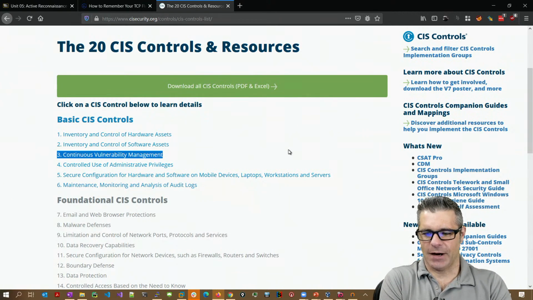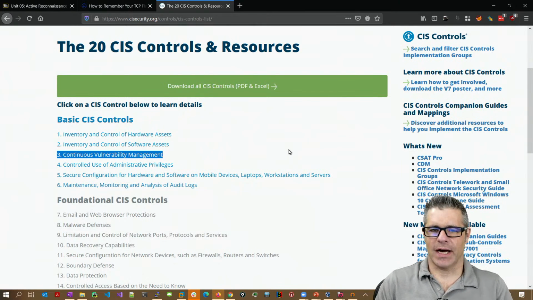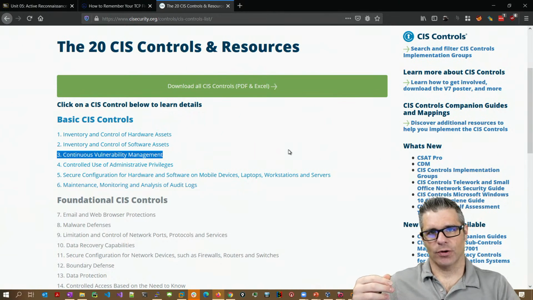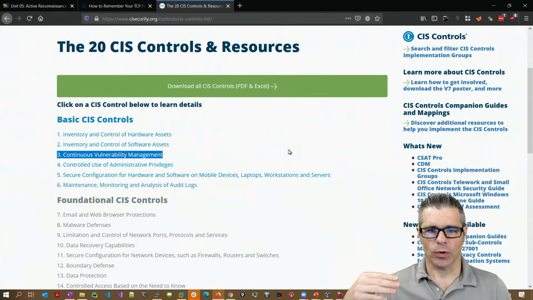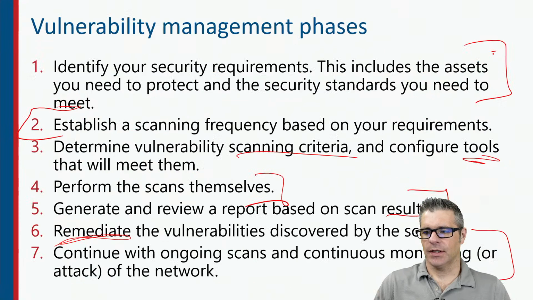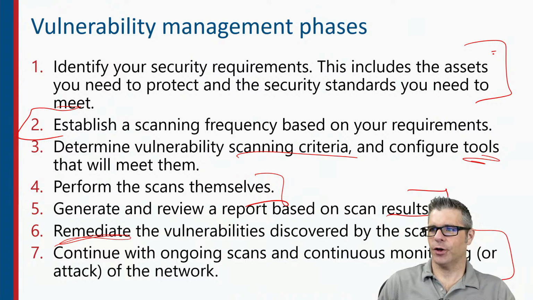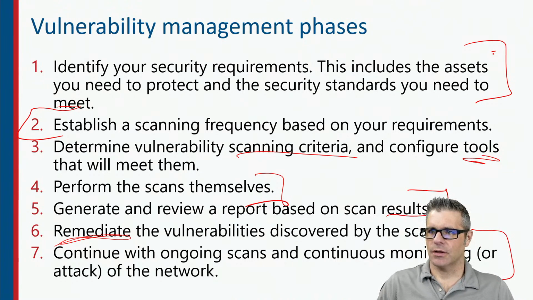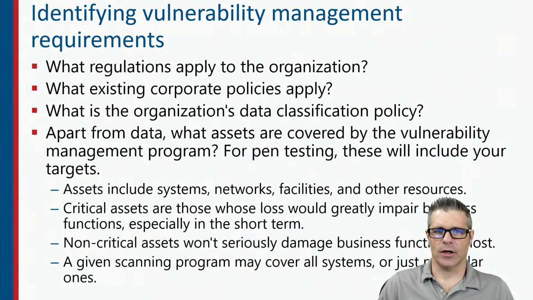After you've inventoried your hardware, and inventoried the software running on that hardware, your next step should be creating a program that handles this, right? Going through and scanning your network, figuring out what vulnerabilities exist on it, and remediating them as possible. So it is one of the very fundamental things that a network team, a systems team, should be working on in their organization.